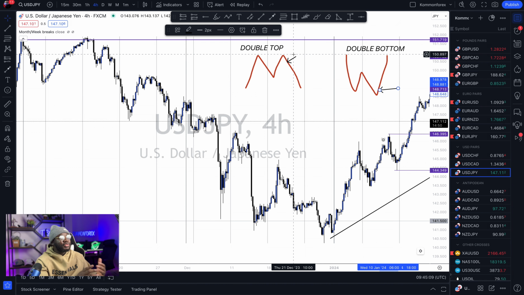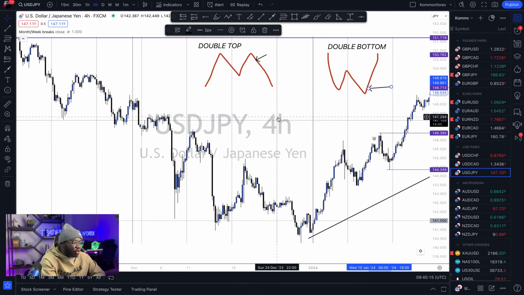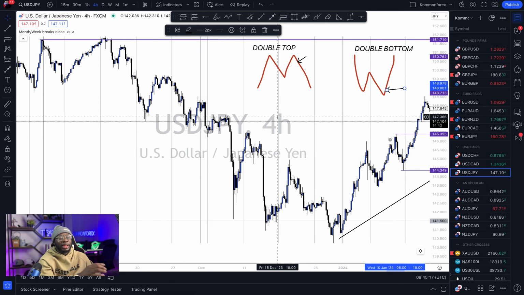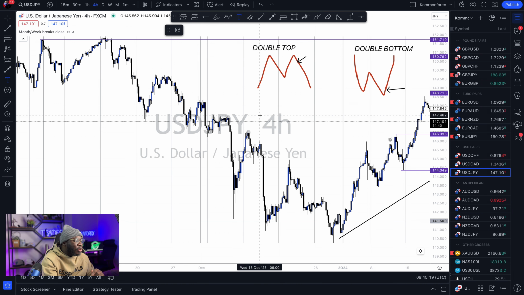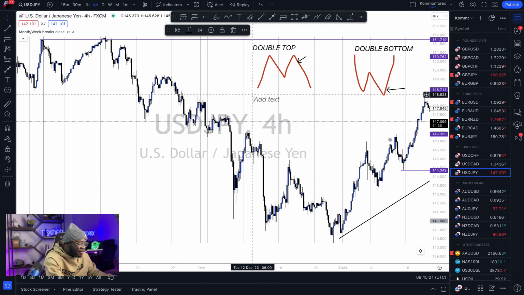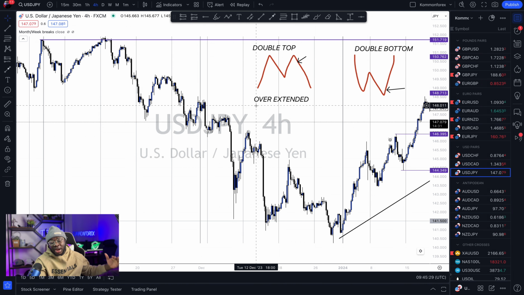Like I said, I'm sure you've seen so many examples of patterns like this on the chart. The best times to actually trade double tops or double bottoms is when the market has been in what we call an overextended move. All that basically means is that it has been in an uptrend or a downtrend for a very long time.